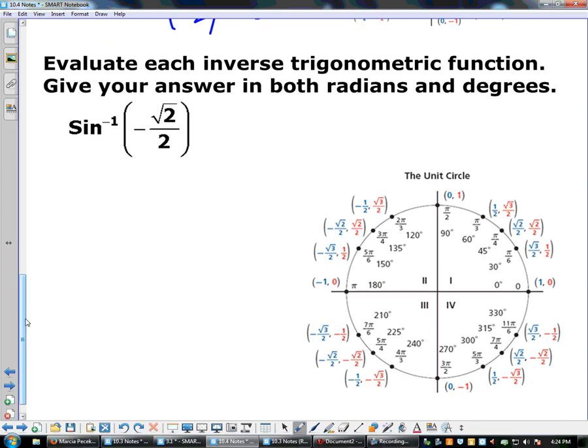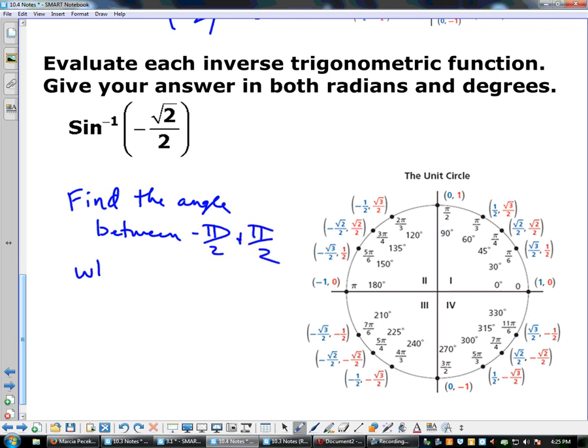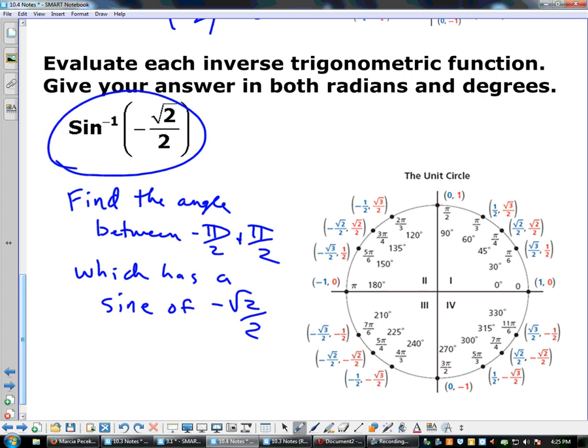So again, what this means is you are looking for, basically this is saying find the angle, and the angle has to be between negative pi over 2 and pi over 2, which has a sine of negative square root of 2 over 2. So when you see this with a capital S, sine inverse, that's what this means. Find the angle between negative pi over 2 and pi over 2, which has a sine of negative square root of 2 over 2.